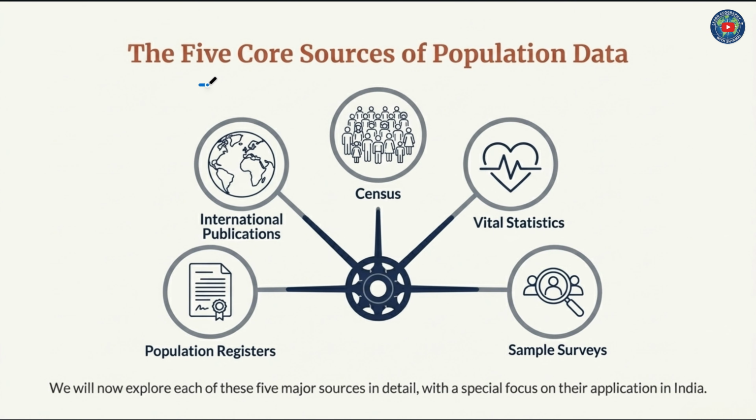Now the 5 core sources of population data in recent times: international publications, that is research journals, newspaper articles, books, publications, and government reports, etc. Then census, vital statistics, sample surveys, population registers. We will explore the use of these 5 major sources in detail with special focus on their application in India.